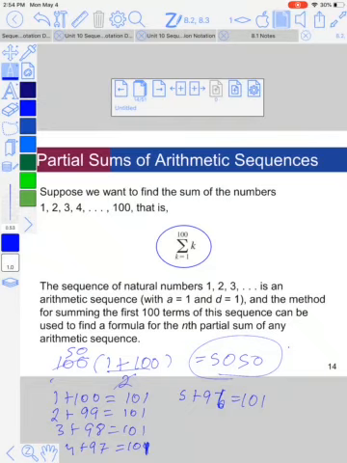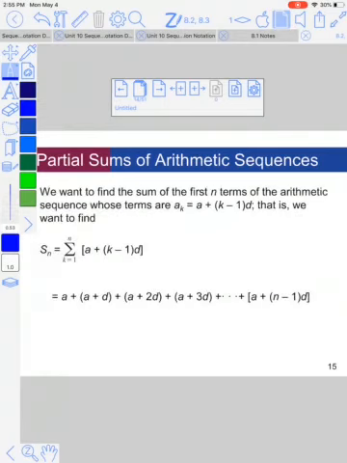So in other words, how many of these 101s are there going to be? Well, if I have 100 terms and I'm pairing them up into 2s, that would be 100 divided by 2, and that's how many 101s there are going to be. There's going to be 50 times 101, which is what we just got up here, which is 5,050. Got the same answer. Okay, let's take a look at 17.